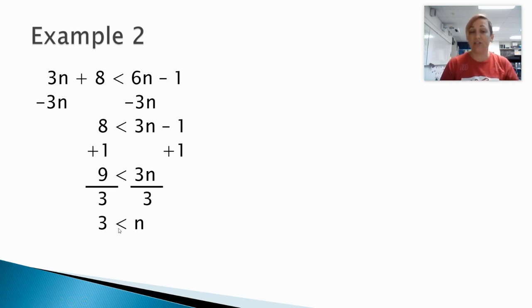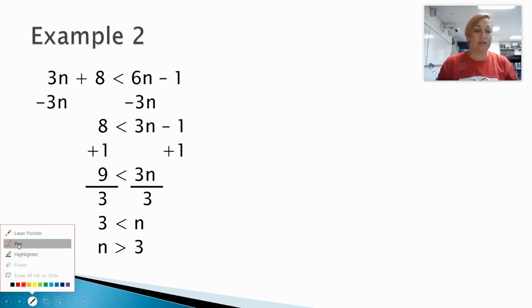Now, the last thing I need to check for is if the letter is on the correct side. And in this problem, it is not on the correct side. I do need to flip-flop everything. Now, this one, you also have to flip-flop the inequality. So I will be switching my inequality now because I decided to switch what side the letter was on. And so my final inequality answer is n is greater than 3.